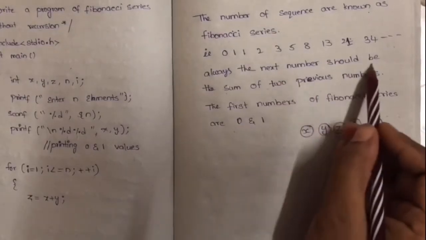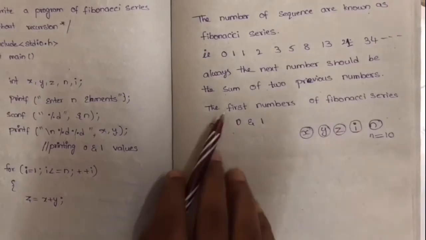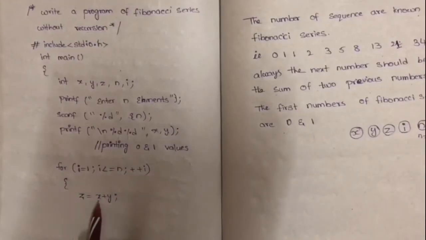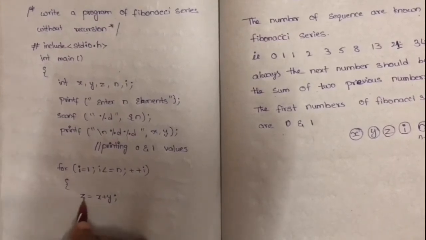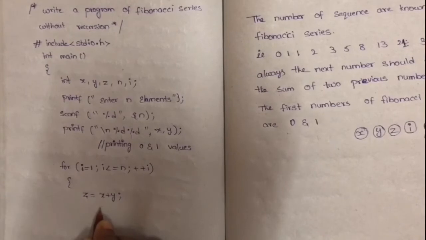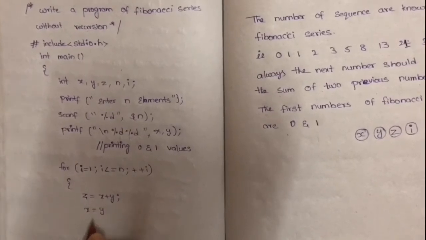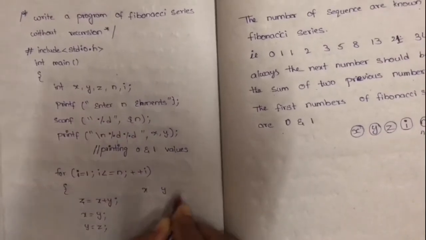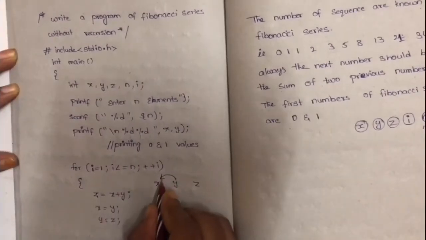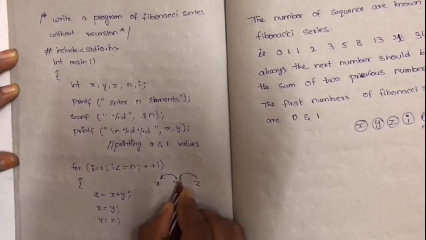The next number should be the sum of the two previous numbers. The previous numbers here are x, y. So the sum of the previous numbers is equal to the next number. The next number is z. Here swapping of the numbers will take place. x equals y, y equals z. The y value is replaced into x, and the z value is replaced into y.